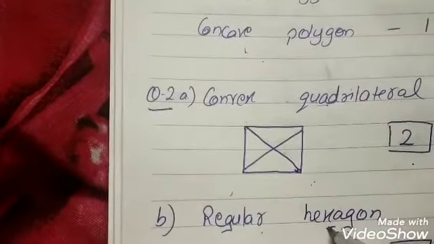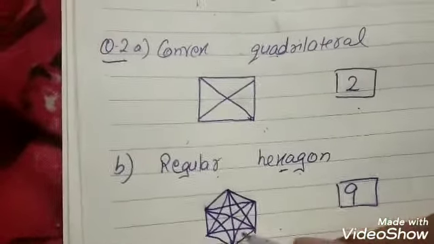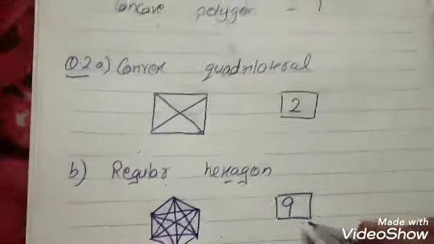Hexagon we have studied has 6 sides. So I have made a 6-sided figure. And see, I have drawn all the diagonals which can be made here. So there are 9 diagonals which can be made.